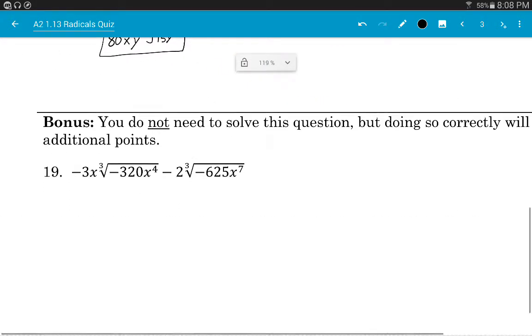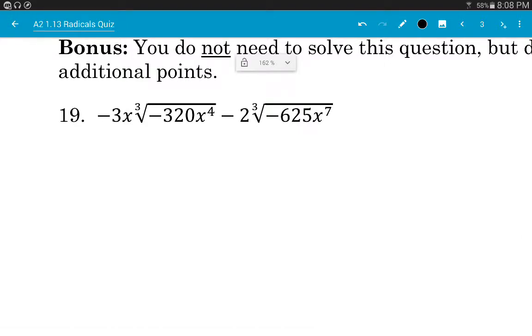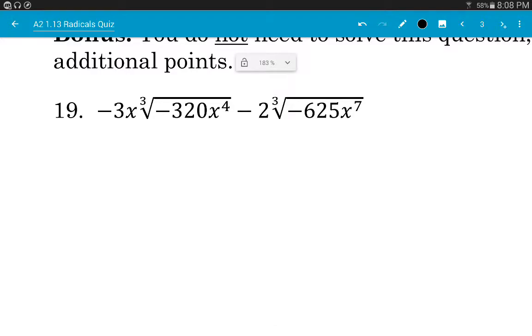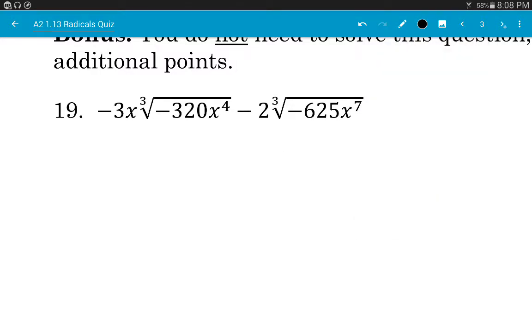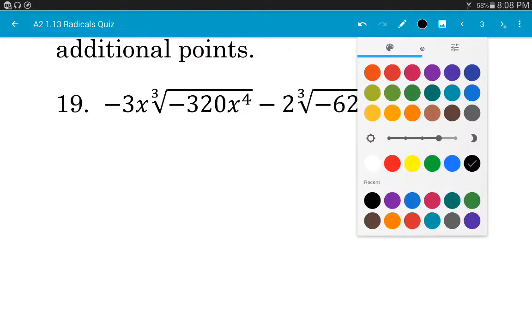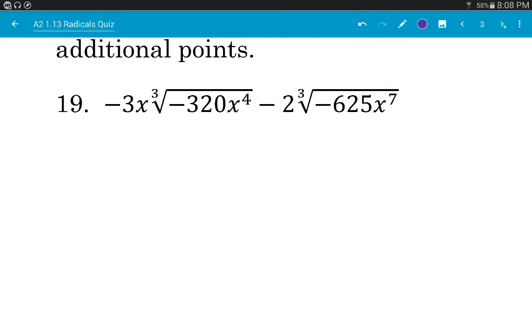I'll even do the bonus. This is subtraction, in case you were confused about that, subtraction. So the first thing I want to do is I want to find some factors. 320, for instance. I believe underneath a cube root, that is going to be equal to 64 times negative 5. X to the 4th, I'm going to break up as well. It's going to be x cubed x. Still all underneath the cube root with a negative 3x out front.